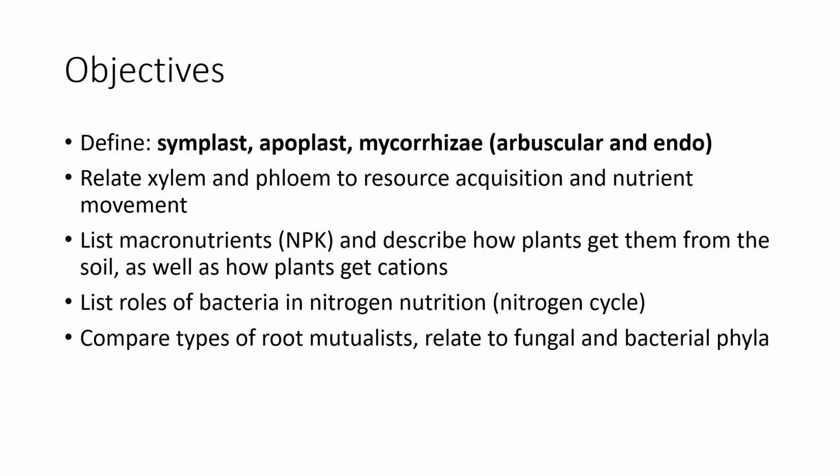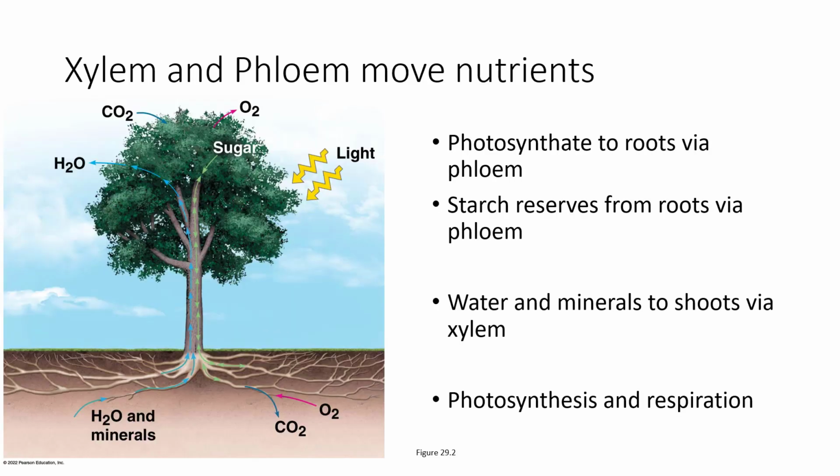List the macronutrients. I'm looking mainly at nitrogen, potassium, and phosphorus, and describe how plants get them from the soil, as well as how plants get cations. List the roles of bacteria in nitrogen nutrition, that's the nitrogen cycle, and be able to compare types of root mutualists, relate them to the fungal and bacterial phyla.